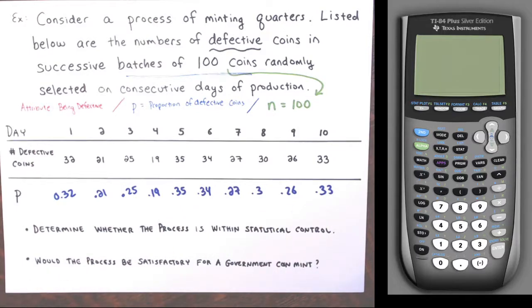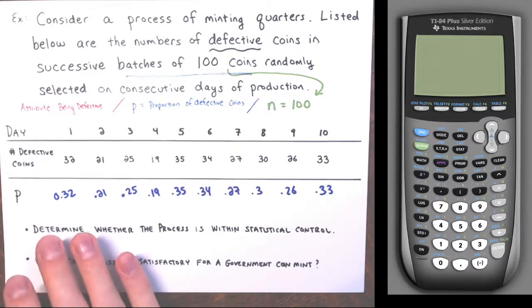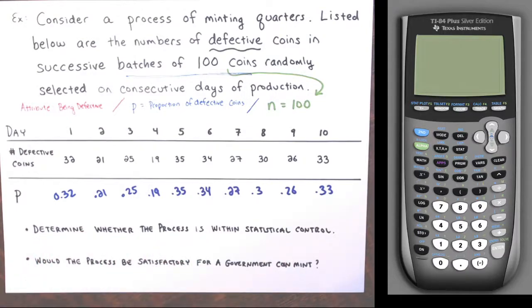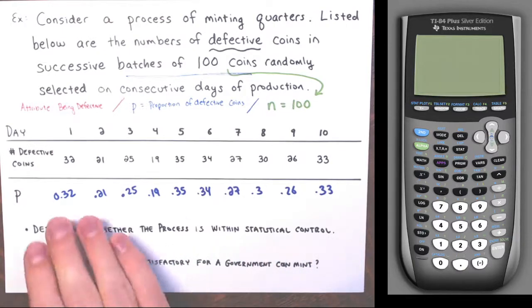If 25% of every quarter that was minted was defective, that would be bad. All right, there's something wrong there. So you still have to use your judgment. We're going to see in a minute when we look at the P chart, we'll say that this process is in control, right? These numbers are consistent.